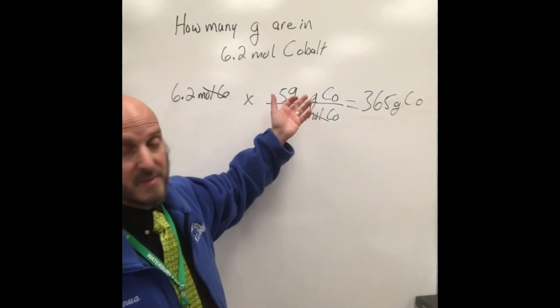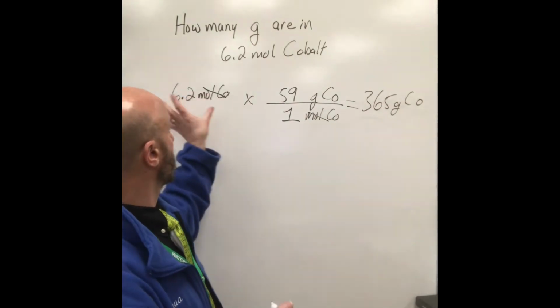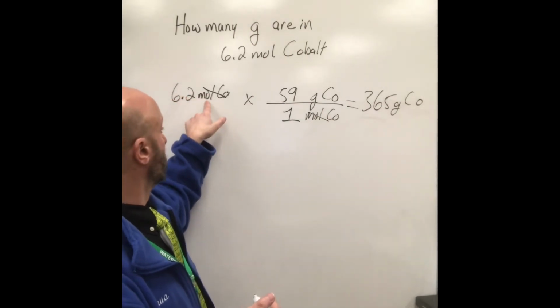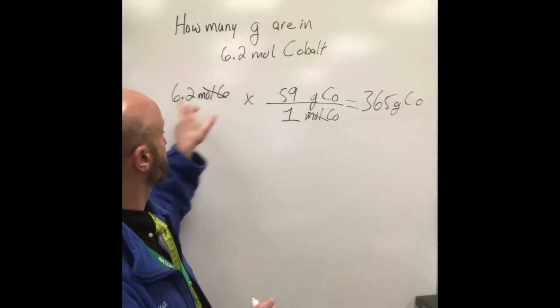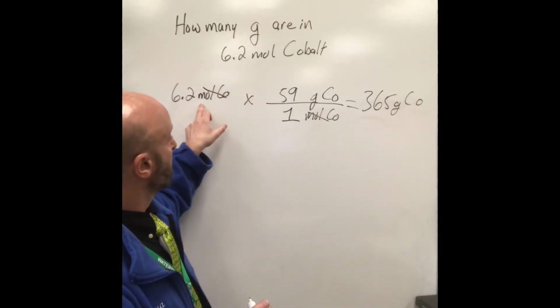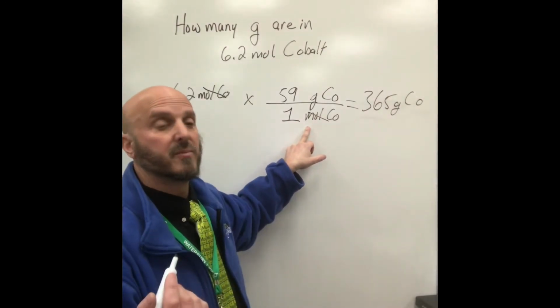Mole may not always be in the numerator. It may not always be in the denominator. It's determined by what we're starting with. We're starting with mole. From the problem, it says 6.2 mole. We're starting with mole, 6.2 mole. So if that's here, it belongs in the denominator. Compare that with the one we did previously.